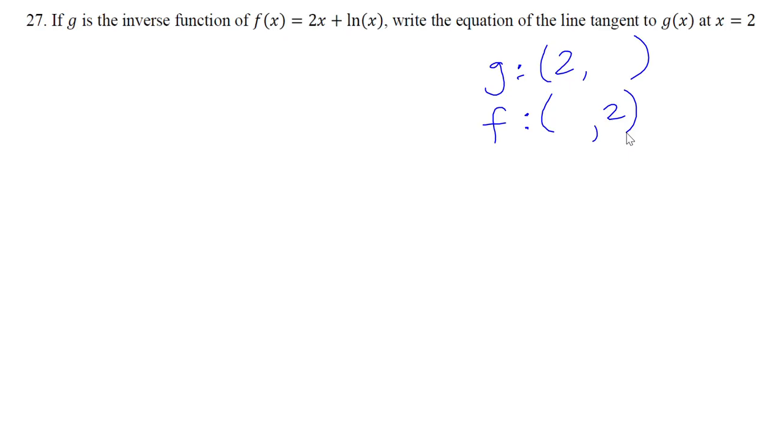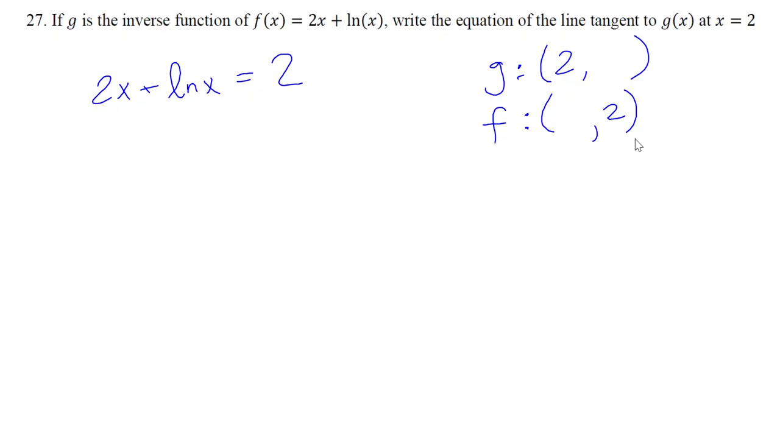Because that's how inverse functions work, right? We flip the x and the y values because they're reflections of each other over the line y equals x. So it makes sense that the x and the y value should flip. So then we need to just set 2x plus ln x equal to 2, right? Because that's what the y value for f was, is 2.